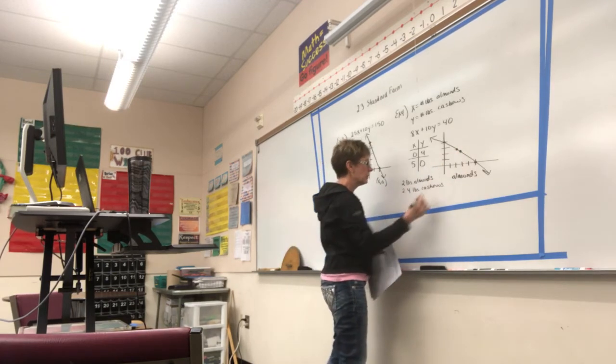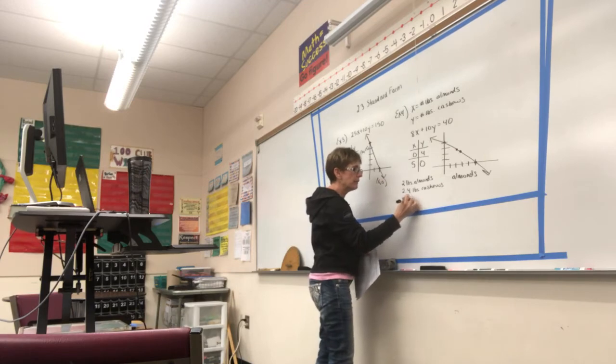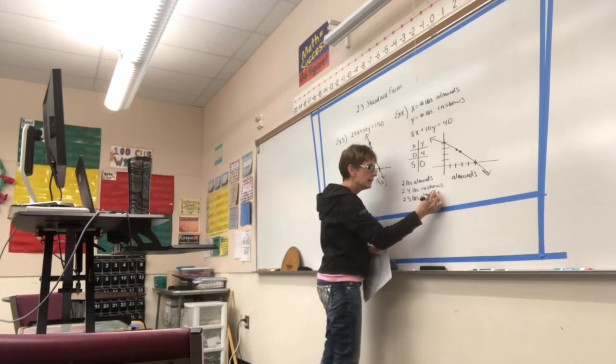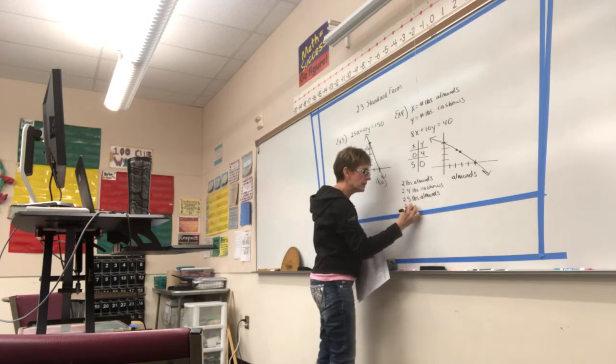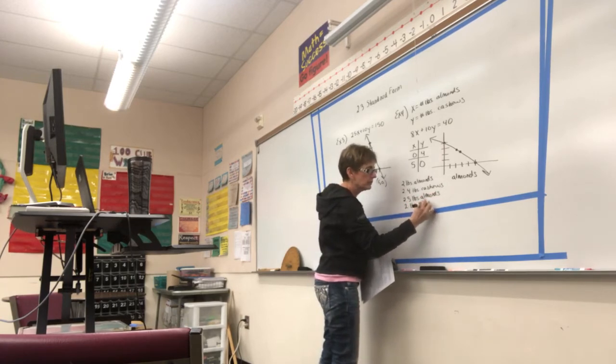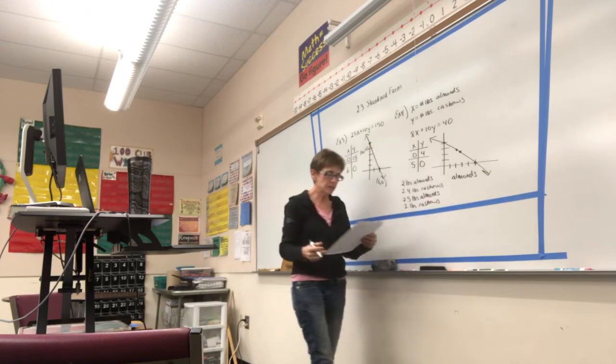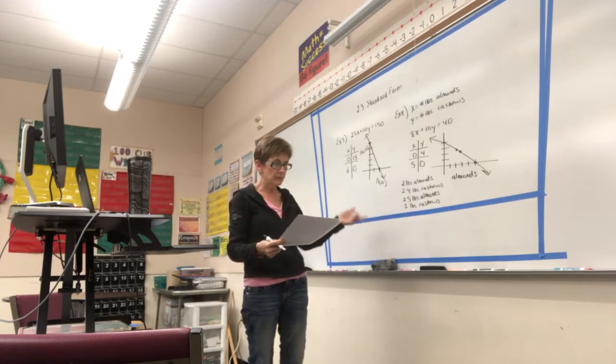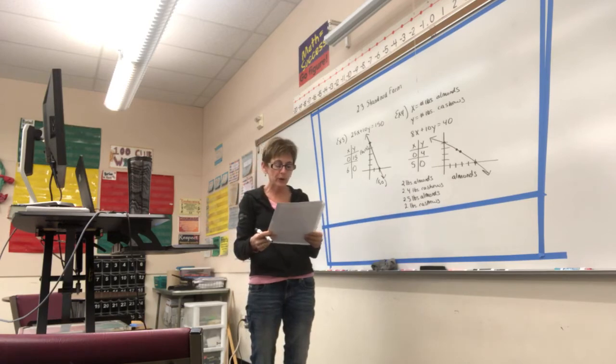So right there. So 2.5 pounds of almonds and 2 pounds of cashews. So that's just a very straightforward word problem that we could demonstrate using a standard form equation.